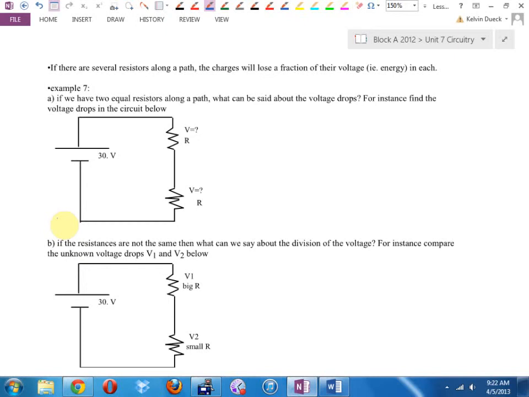If there are several resistors along a path, the charges will lose a fraction of their voltage energy in each. Example 7. If you have two equal resistors along a path, what can be said about the voltage drops? For instance, find the voltage drops in the circuits below. What would make sense if you go through the same size resistors and you have 30 volts to start out? Each one's 15?